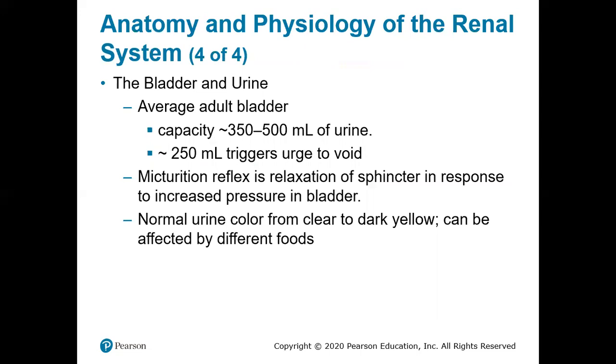So next, we're going to look at the bladder and urine. This begins at the bottom right of page 526 and very quickly carries over to page 527. The average adult bladder has a capacity of about 350 to 500 milliliters of urine. Around 250 milliliters of urine triggers the urge to void, or the sensation that, hey, it's time to go. Again, pay attention to these numbers. You will need them later.